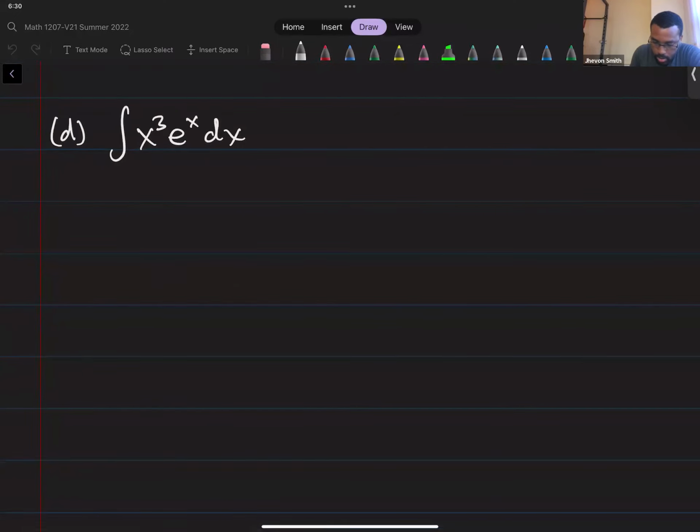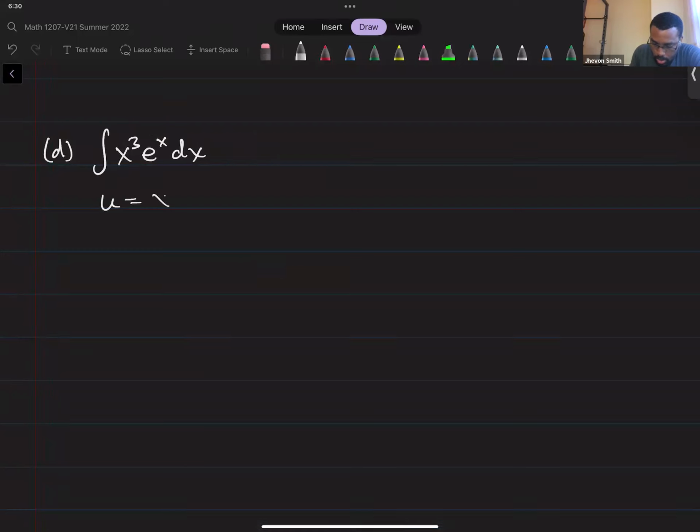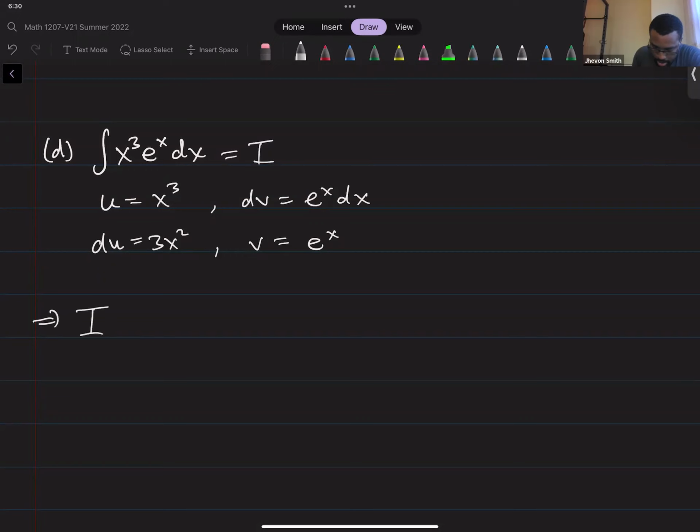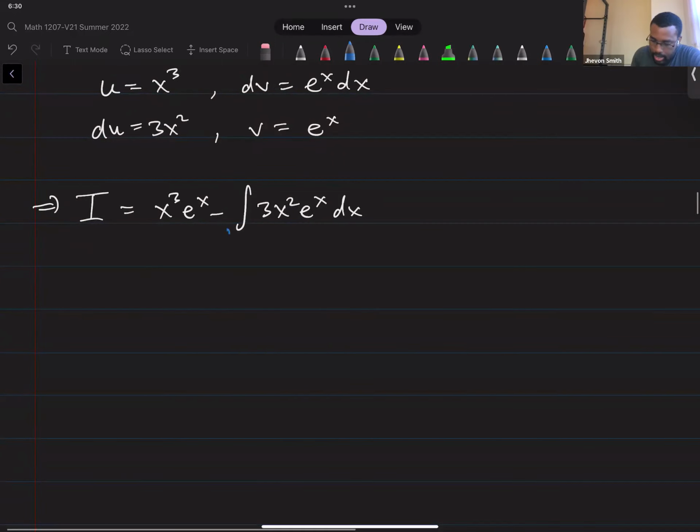Okay. So u would be the x cubed. Your dv is e to the x dx by LIATE. So your du is 3x squared. Your v is going to be e to the x. This is I. So you're going to plug that in. u times v minus the integral of v du. Right, and then you end up with this guy.